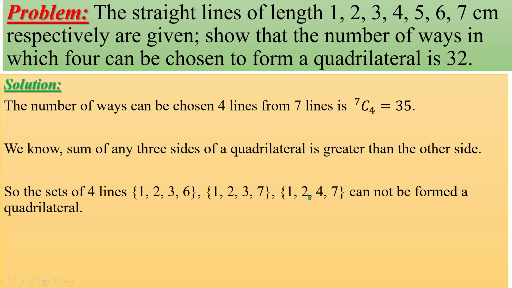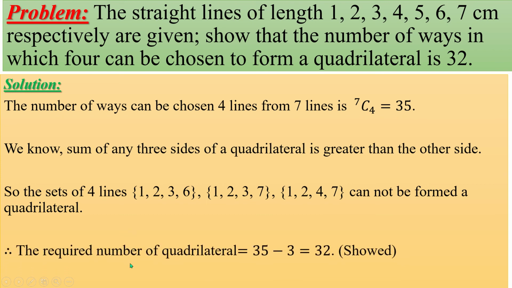And here 1, 2, 4: 1 plus 2 plus 4 means 7. 7 and 7 are equal, not 7 greater than 7. Therefore, the required number of quadrilaterals is 35 minus 3, this equals 32. This is the required result. Hence proved.